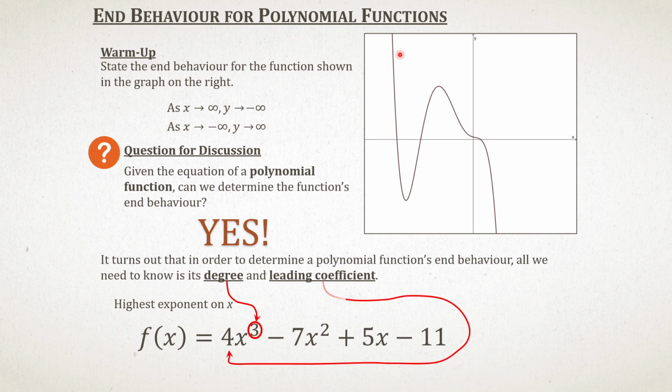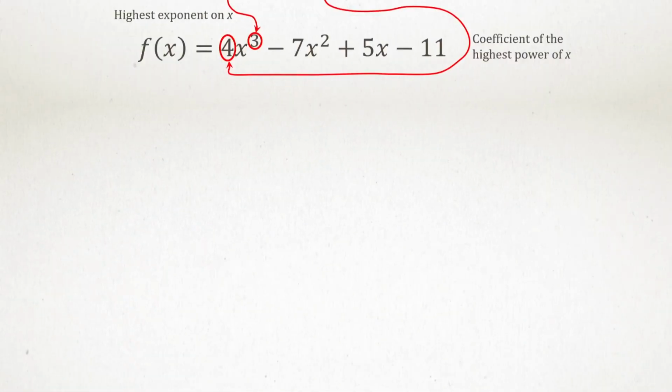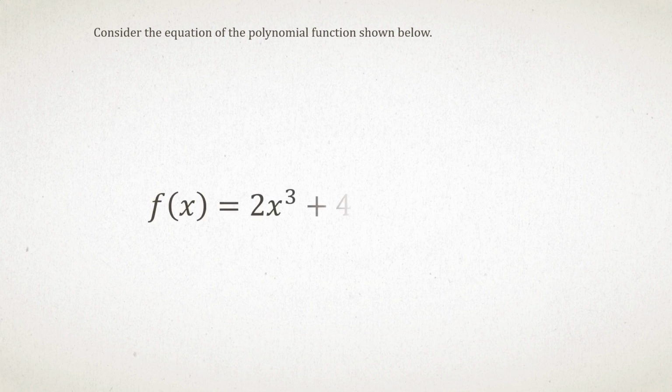And we also need to know the leading coefficient. Now the leading coefficient is just the coefficient of the highest power of x. So in our example here, that is 4. So how do we use these two pieces of information to figure out the end behavior for a polynomial function? Well, let's take a look at a specific polynomial function.